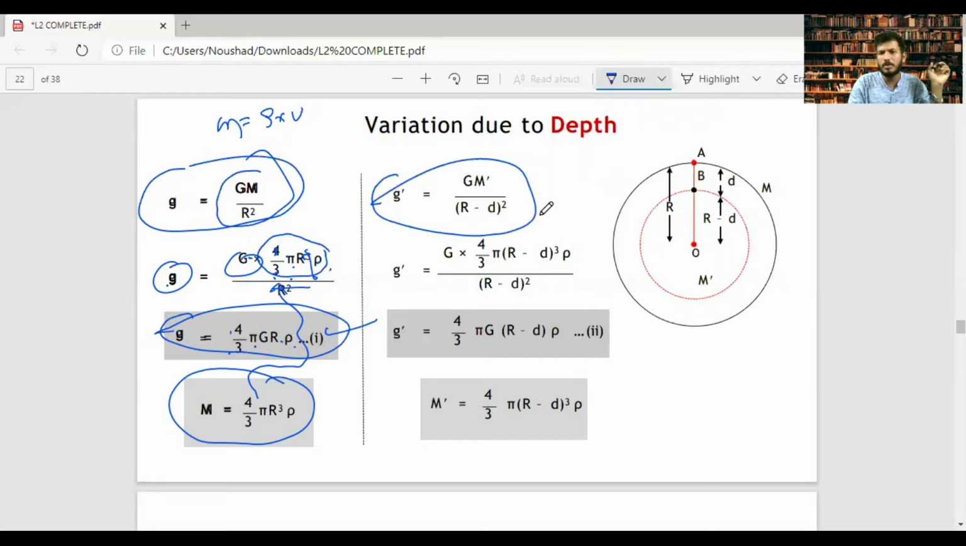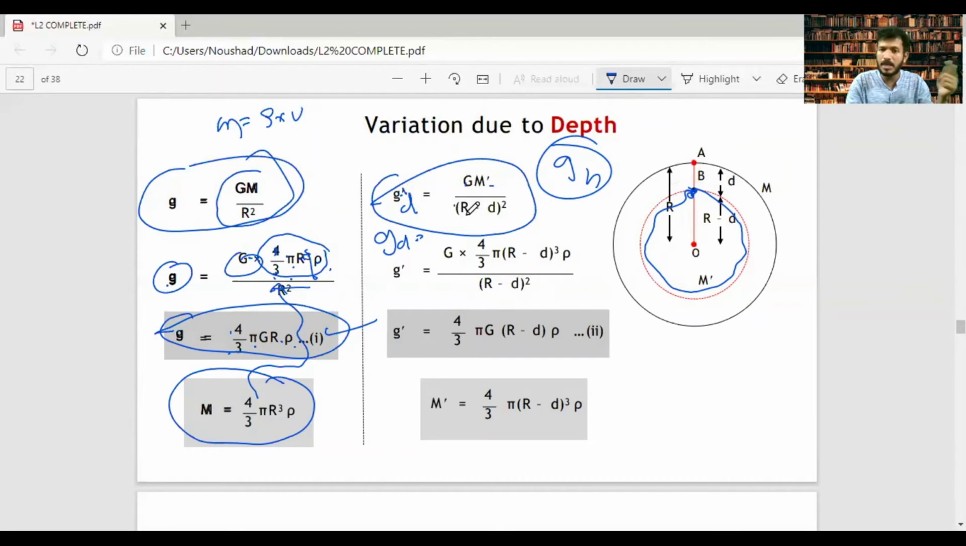G dash, what do you mean by G dash? First the body is here, next it moves and moves to B. Then this is the sphere. So I have to calculate acceleration due to gravity at this depth. So G dash, or it can be denoted as Gd. Earlier we were denoting it like gh, here gd.